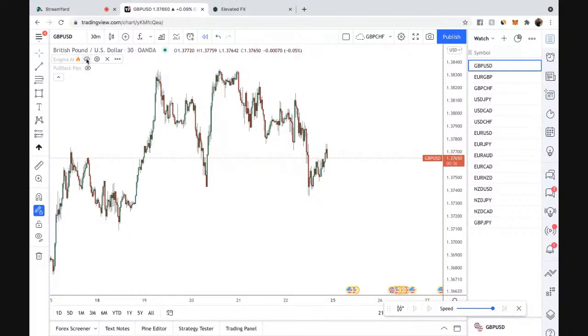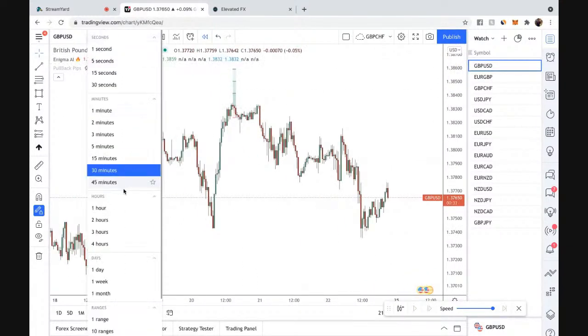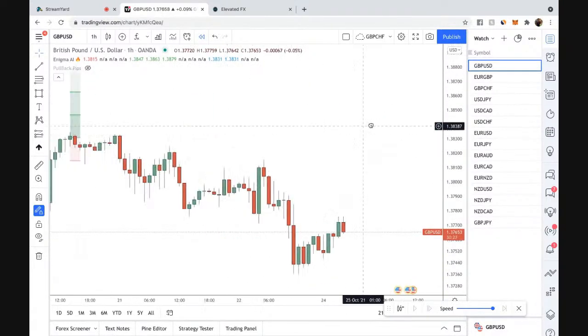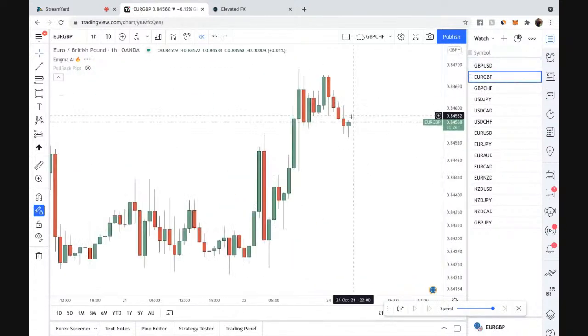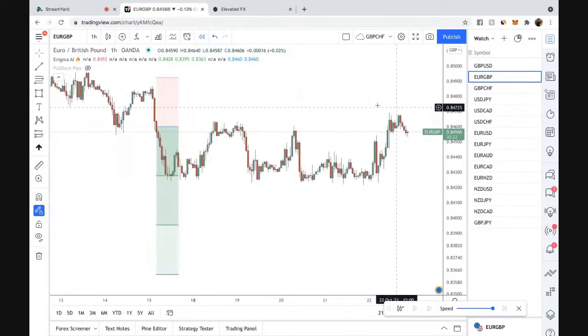The first thing I'm going to do is just open up Enigma, because I just want to know if there's any setups that are currently available, right? Currently on GU, we don't have anything. EG doesn't look like we have anything.